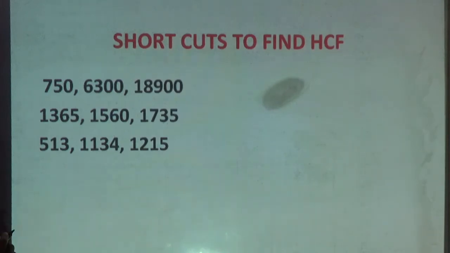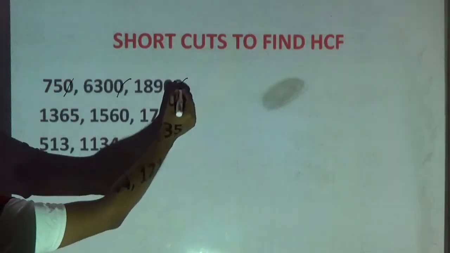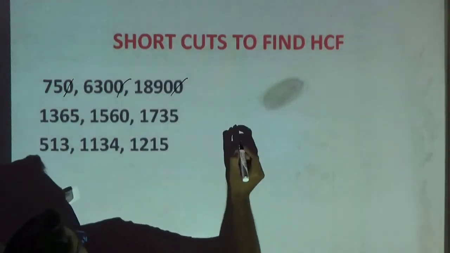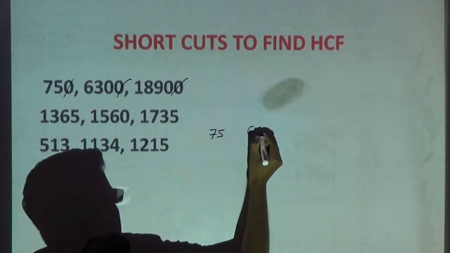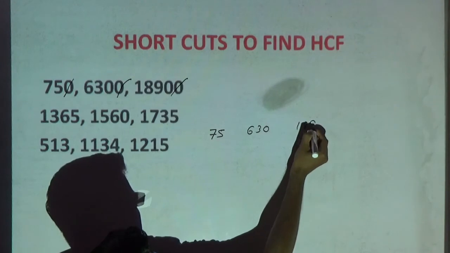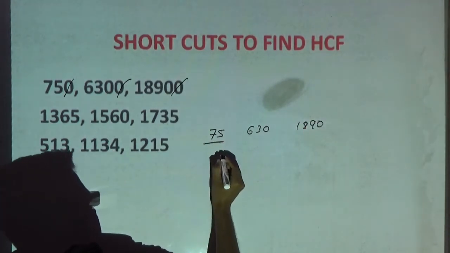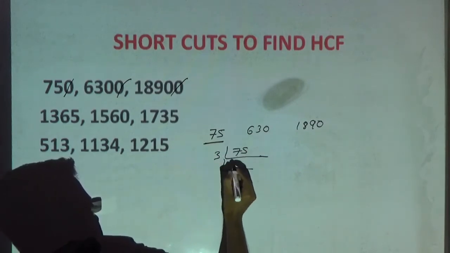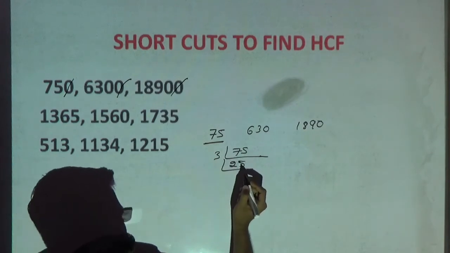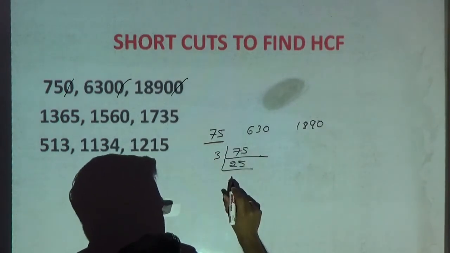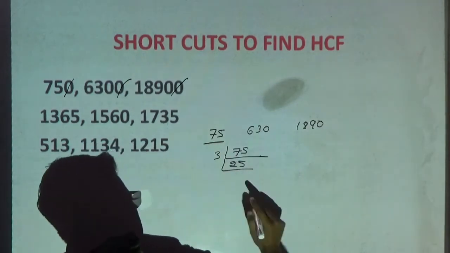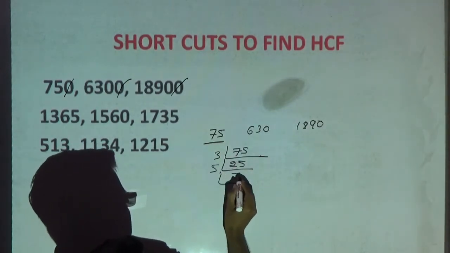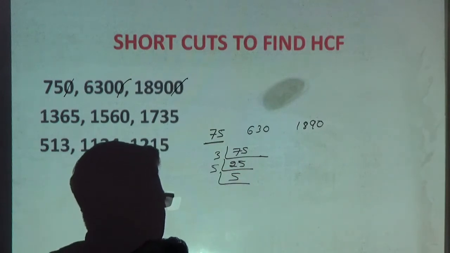The next question: I need to find out HCF of 750, 6300 and 18900. I will initially ignore the zeros in the units place. The remaining digits I am going to write here: 75, 630 and 1890. The smallest number among all these is 75. Now we will go for the procedure. 3, 25 times. Now I will check whether you can divide all the numbers from 25. Please observe, I cannot divide this. So again I will further follow 5 times. Now please observe.